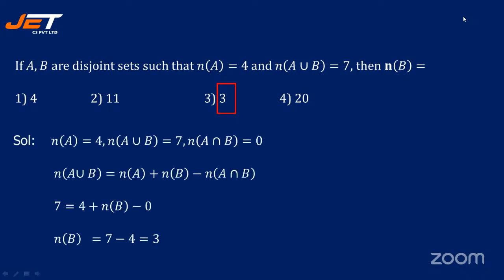How? n of A is 4, n of A union B is 7, so n of A intersection B must be 0. Using the formula, n of A union B is n of A plus n of B minus n of A intersection B. Substituting, 7 equals 4 plus n of B, which we are supposed to find, minus 0. So n of B is 7 minus 4, which is 3. Hope you have got the answer.